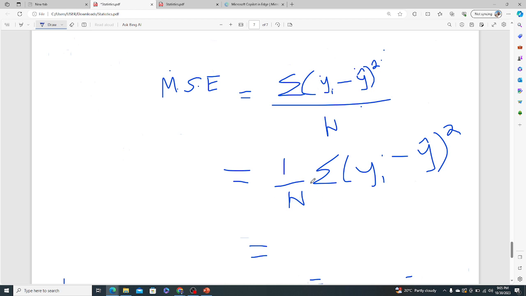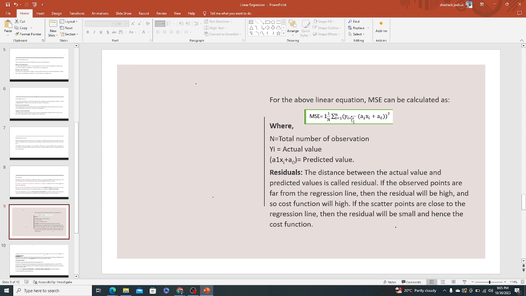This is for if maybe we are doing population data. In this case, we can also say it is 1 over n, summation of y i's minus the model, a x plus maybe b, squared, like it is here. So this is the linear equation for mean squared error.